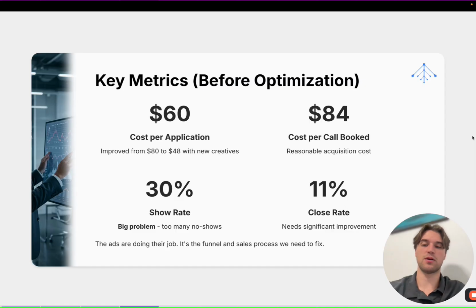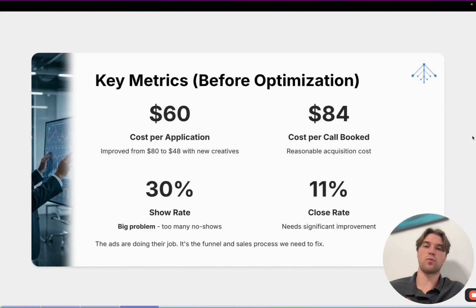That's a huge problem. The show rate should be more like 60, 70%. The close rate should be more like 20, 30% on the higher end. And obviously, in both of those metrics, we were not there. So what this shows us is the ads are doing their job. It's the funnel and the sales process that we need to focus on fixing.